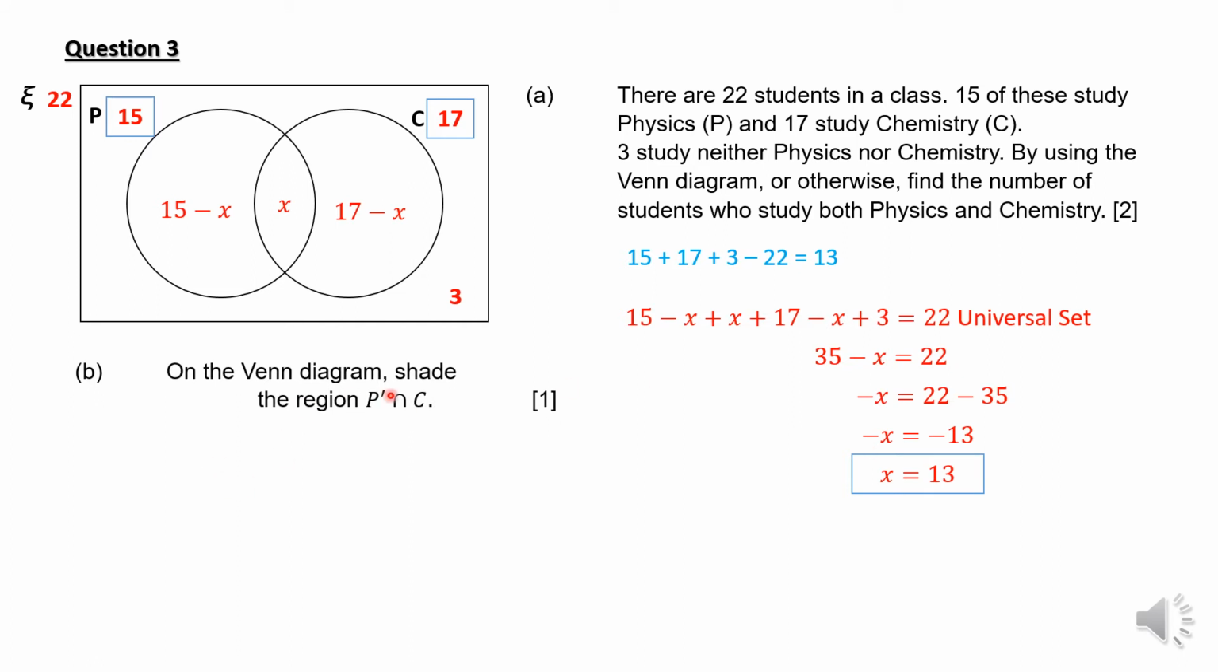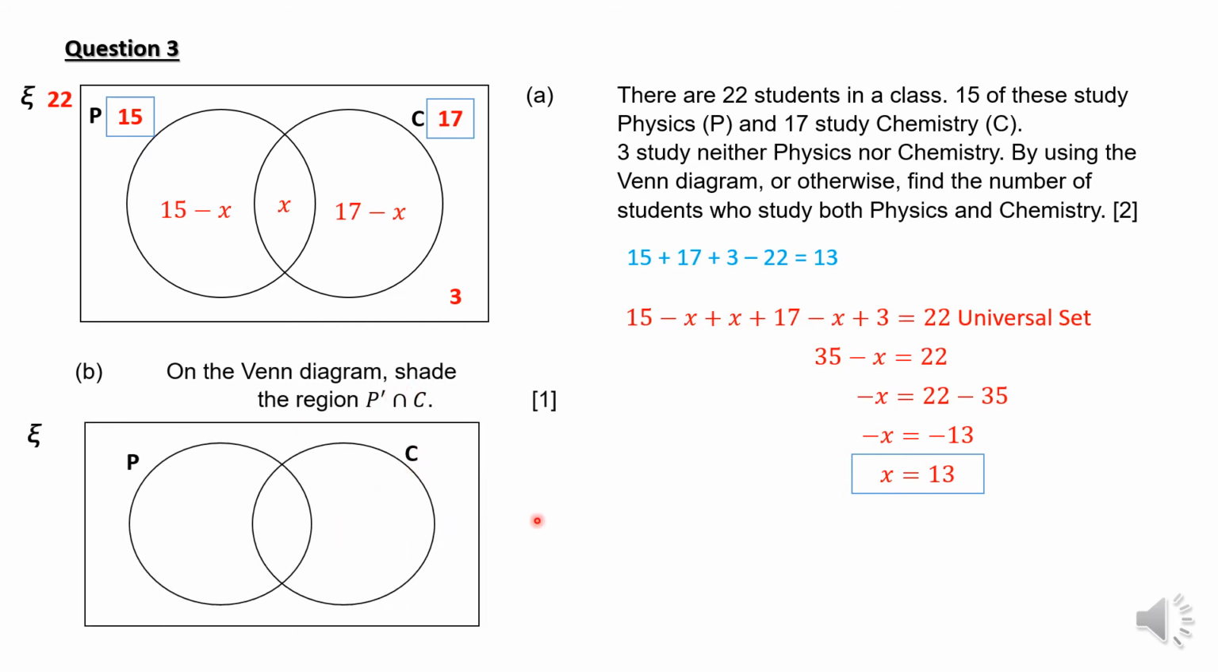On the Venn diagram, you're supposed to shade. So let me just bring that Venn diagram back. Again, it is the shading part, so I do it step by step. We took a number in every region. So I'm going to put my numbers as you can see there.